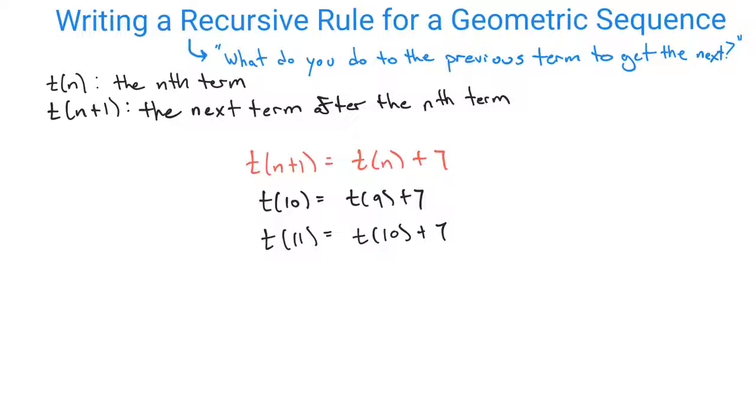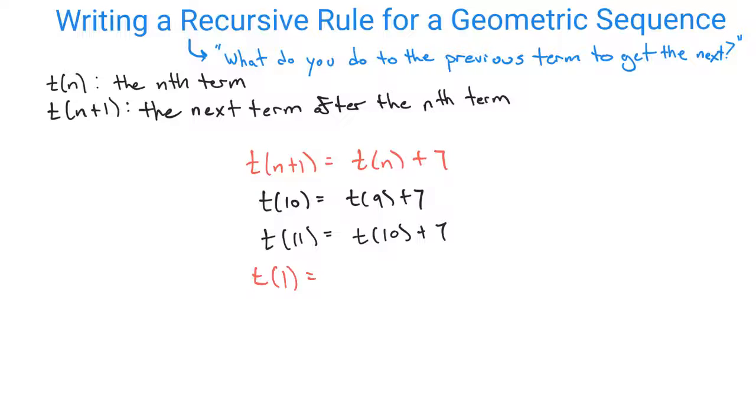Now that's nice and all, and it's pretty simple, straightforward, especially as you take a look at your generators. However, what it lacks is an understanding of what exactly the values are. I know what I'm doing here to the previous term. I'm always adding 7, but I don't actually know what the initial term is or what any of the terms are if this is all that's written. That's why for every recursive rule, you will also have another secondary statement that will tell you where to start.